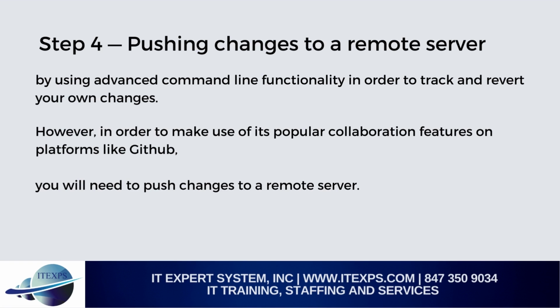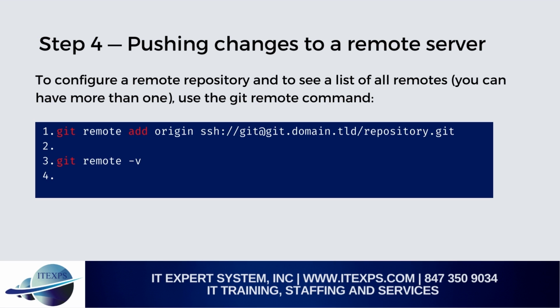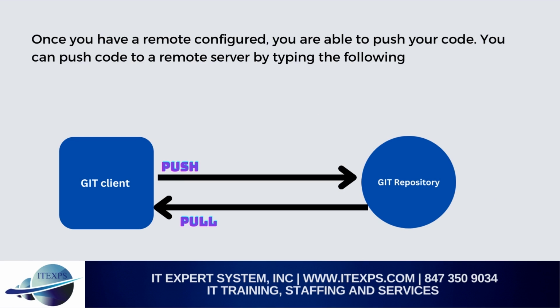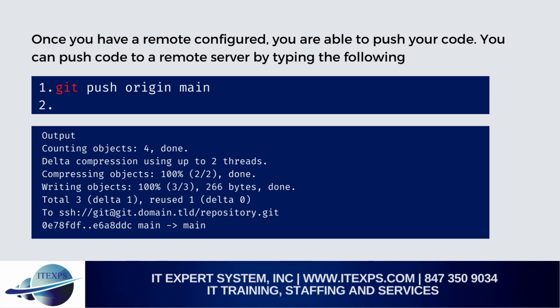The first step to being able to push code to a remote server is providing the URL where the repository lives and giving it a local name. To configure a remote repository and to see a list of all remotes, use the git remote command. The first command adds a remote, called origin, and sets the URL. Once you have a remote configured, you are able to push your code. You can push code to a remote server by typing the following. In the future, when you have more commits to push, you can default to typing git push, which will inherit both the branch name and the remote name from your last push.